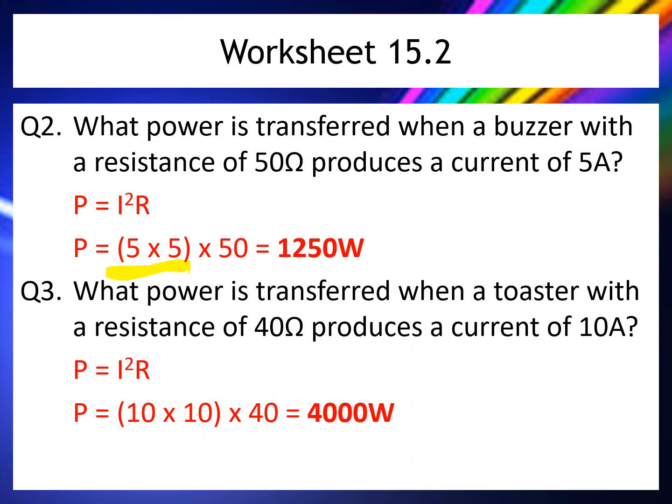Question 3, very similar, what power is transferred when the toaster with a resistance of 40 ohms produces a current of 10 amps? Again, we write out the equation, put the numbers in underneath. Don't forget that 10 amps has to be squared because it's I squared R, multiplied by 40 to give us 4000 watts.